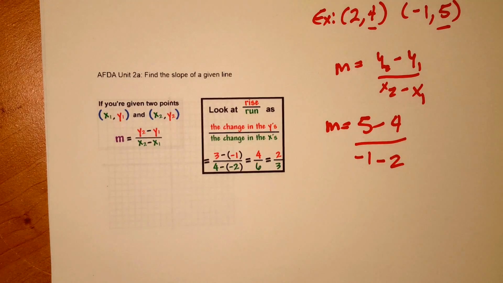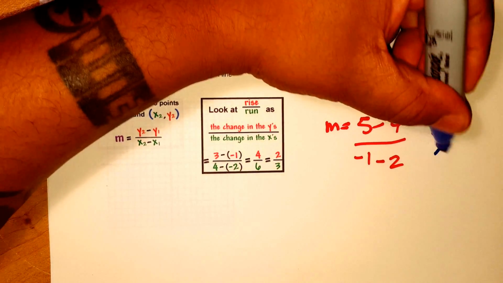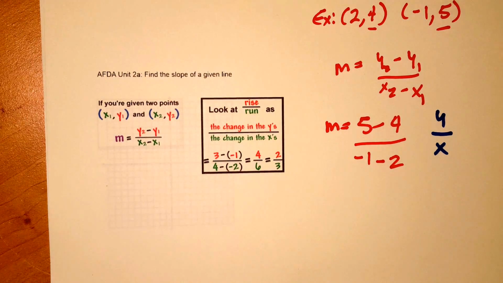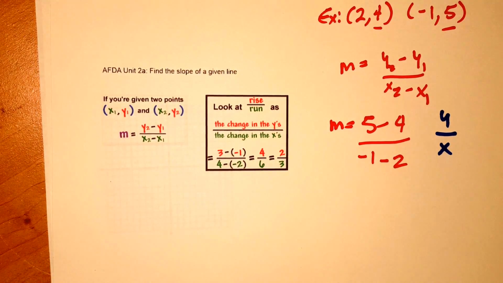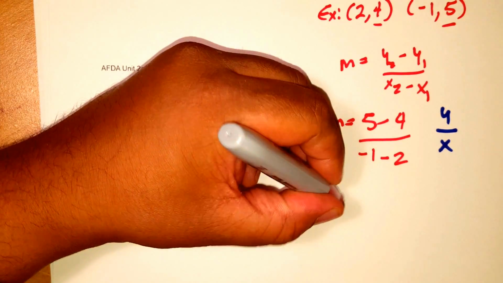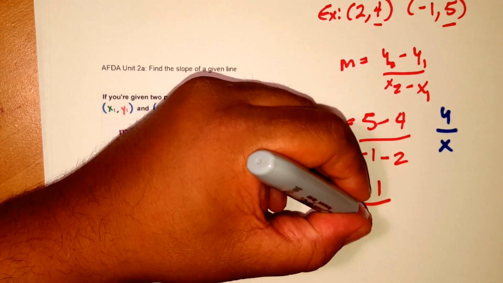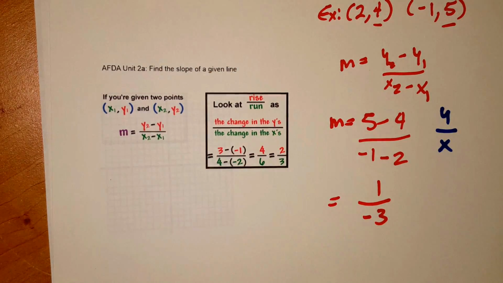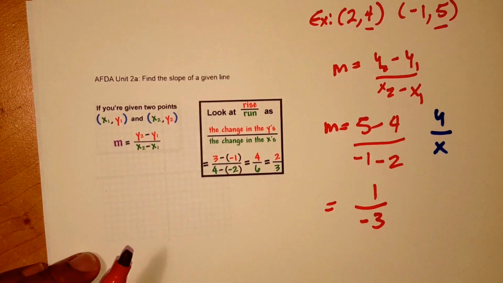So what you can see, these are my y's right here, and these are my x's, y's over x's. So 5 minus 4 is just 1. And -1 minus 2 is -3. So we found the slope between these 2 points is 1 over -3.